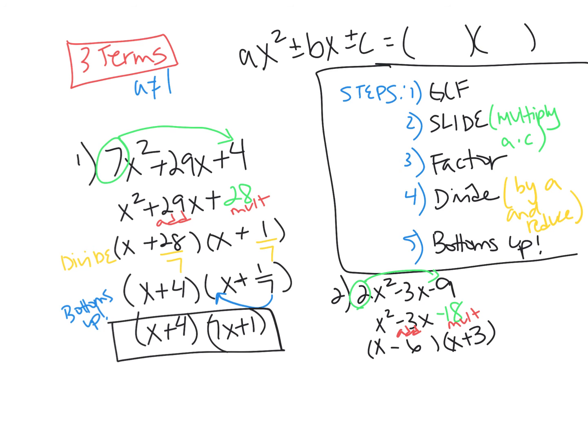Well, now I need to undo my sliding. So I need to divide. Well, I multiplied by 2, so now I need to divide by 2. x minus 3 times, again, x plus 3 halves does not simplify. So lastly, I need to bottoms up. So x minus 3 times 2x plus 3.